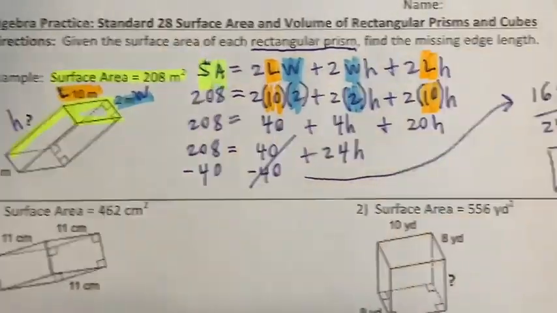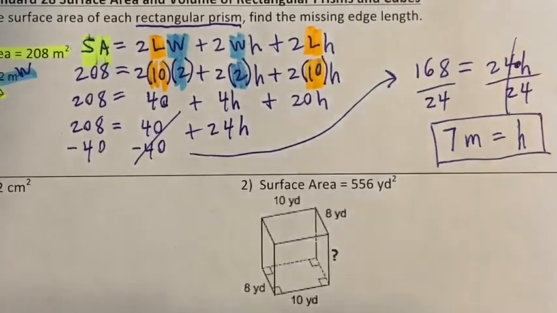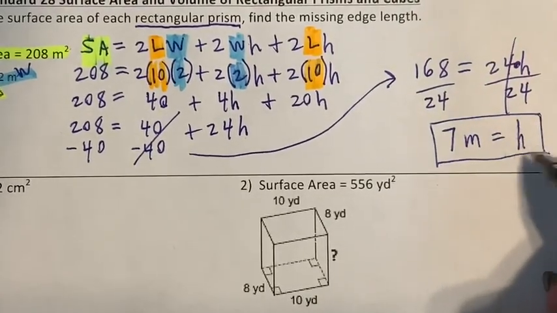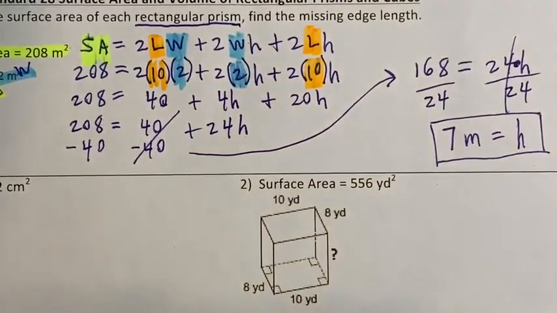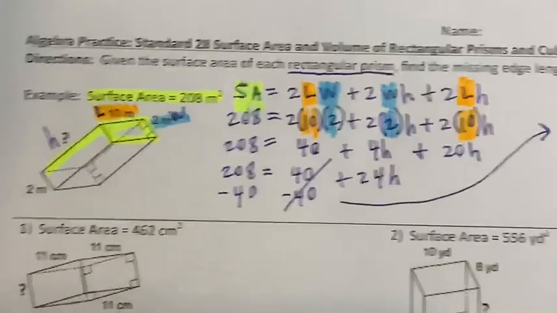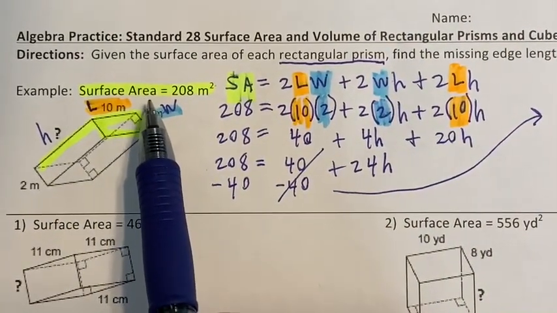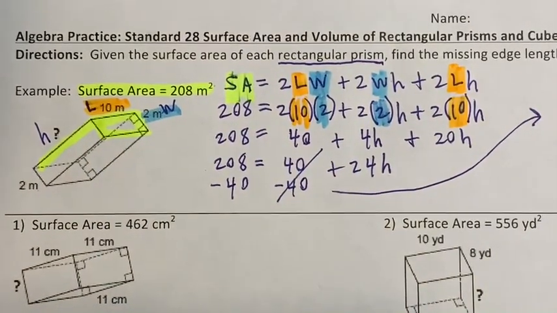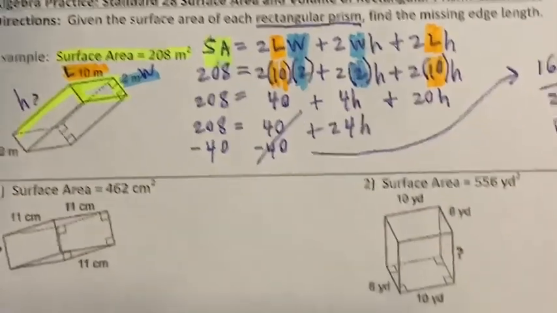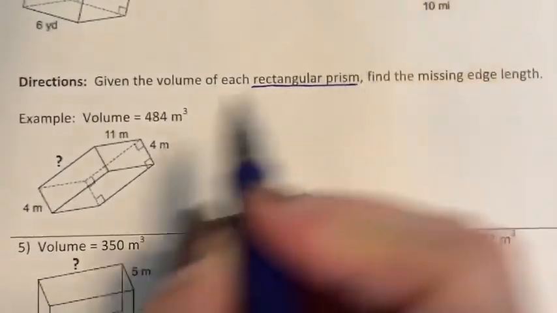If, again, you labeled your question mark as, say, your length, then your final answer would be length equals 7 meters. Or you could say question mark equals 7 meters. Whatever you labeled your unknown or your missing edge length as, that's the piece that you found. All right, so this was one example. Working backwards, when given surface area of a rectangular prism, how could you find a missing side length?